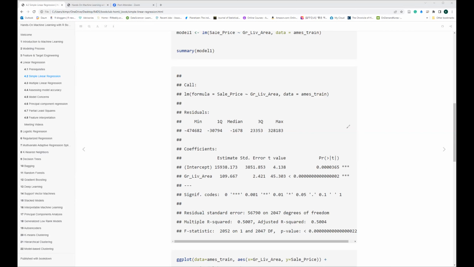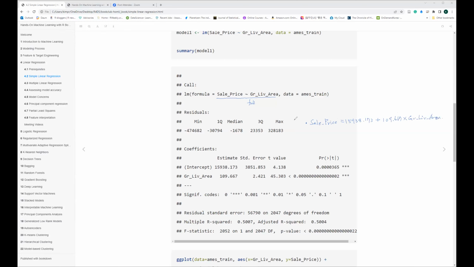For predictive purposes here, if we assume this is the final full model, we can have a single formula: sales price equals 15938.173 plus 109 plus 6.667 multiplied by ground living area.